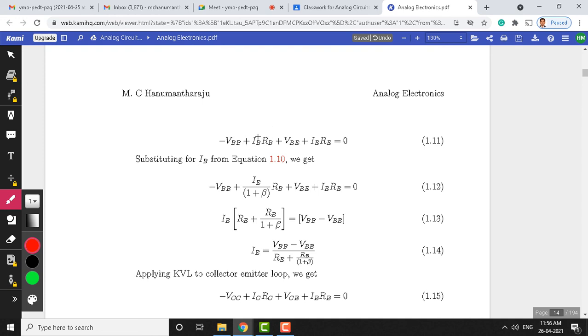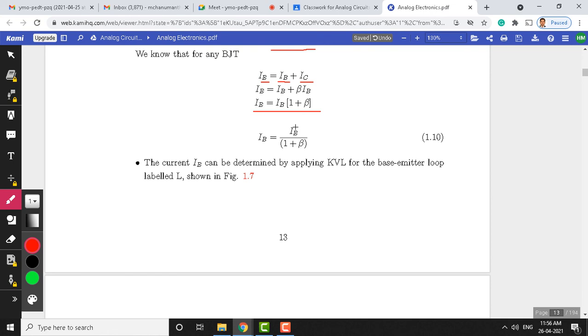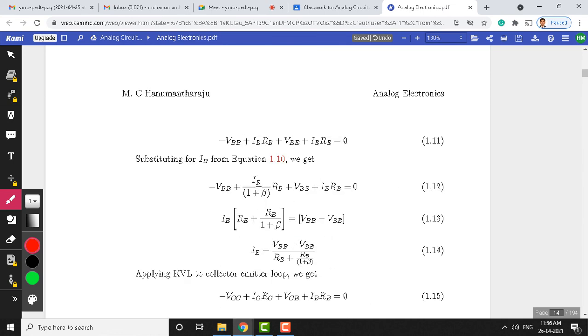You can substitute for IB; just now we showed IB is IE divided by 1 plus beta. Substitute here, and the remaining terms you can leave as they are. Now, try to find out what IE is. We have one term with IE here, another term with IE here. Take out IE as a common factor and simplify. IE is now equal to (VBB minus VBE) divided by (RE plus RB divided by 1 plus beta). This is a standard equation for the emitter current, which students need to remember.